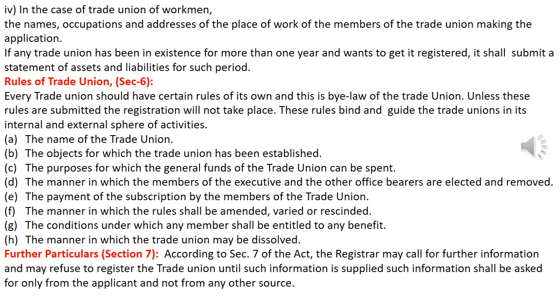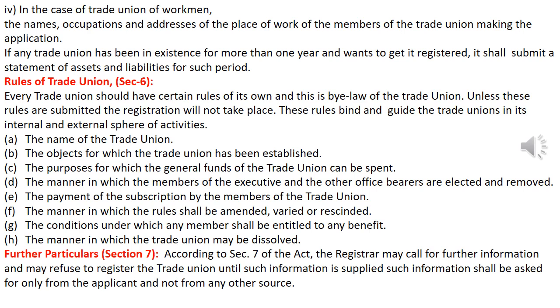So all these things are required in the application. They should have certain rules for the trade union, and along with the rules they should submit the application including names, occupations, addresses of the members, name of the trade union, address of the head office, and addresses of the office bearers, and also, in the case of a trade union of workmen, where they are working. All this information should be written in the application. And if they are not registered for more than 1 year, they have to also give the statement of their assets and liabilities during that period.